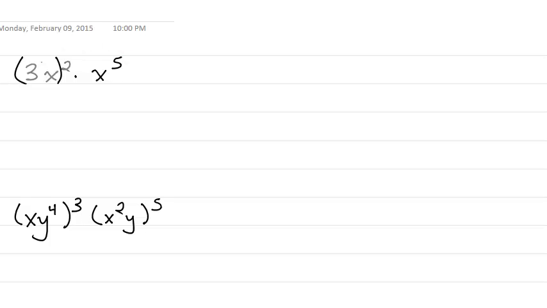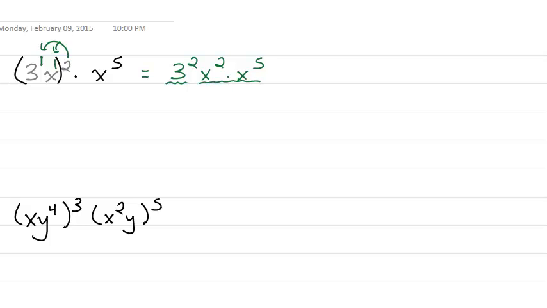First, put in the ones, and then simplify the parentheses. So for the parentheses part, we are going to multiply. So I get 3 to the second, x to the second, times x to the fifth. The next step would normally be to organize, but as you can see, these are already organized here. And so now it's just cleaning things up.